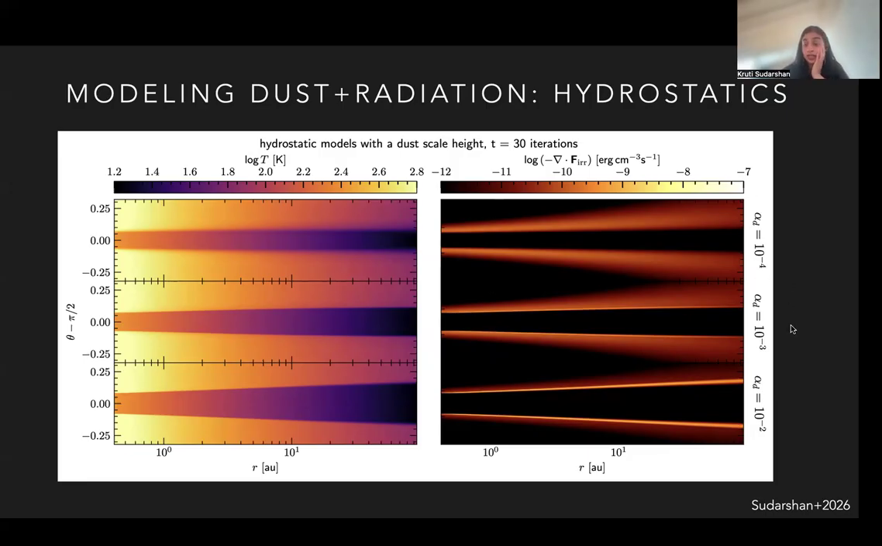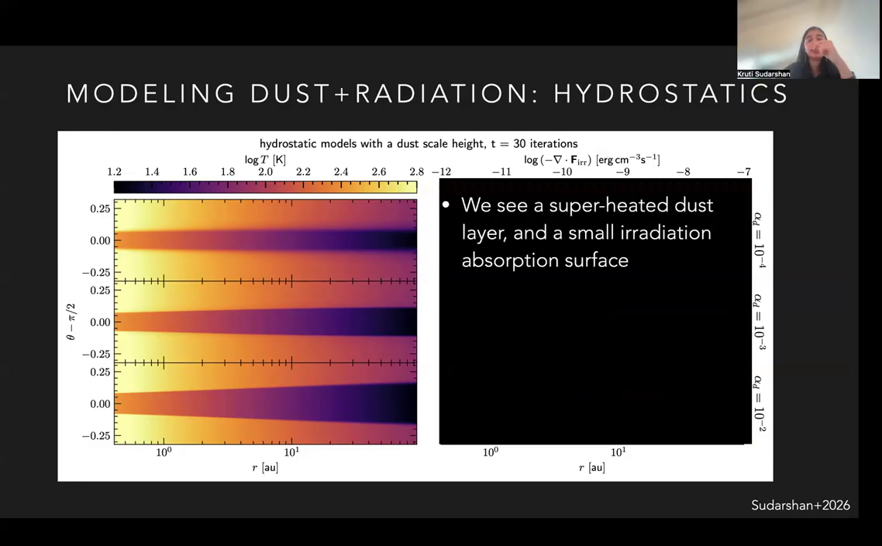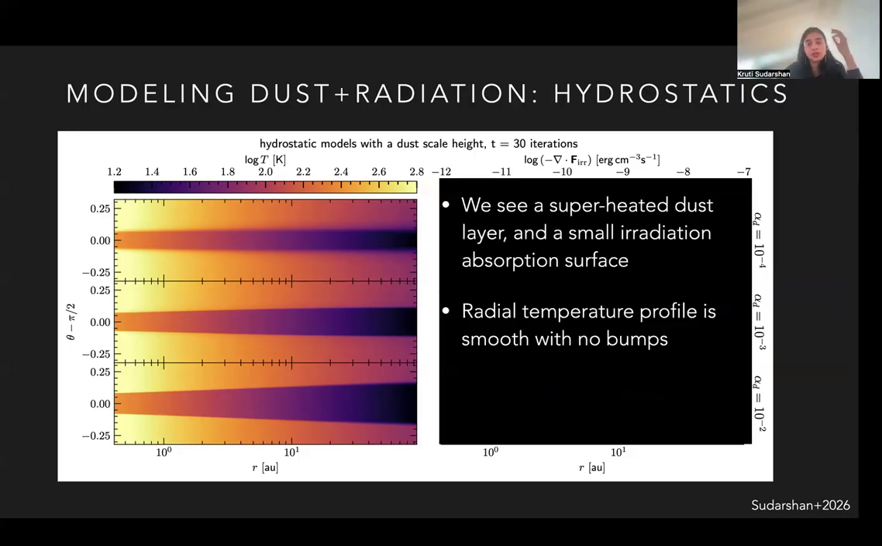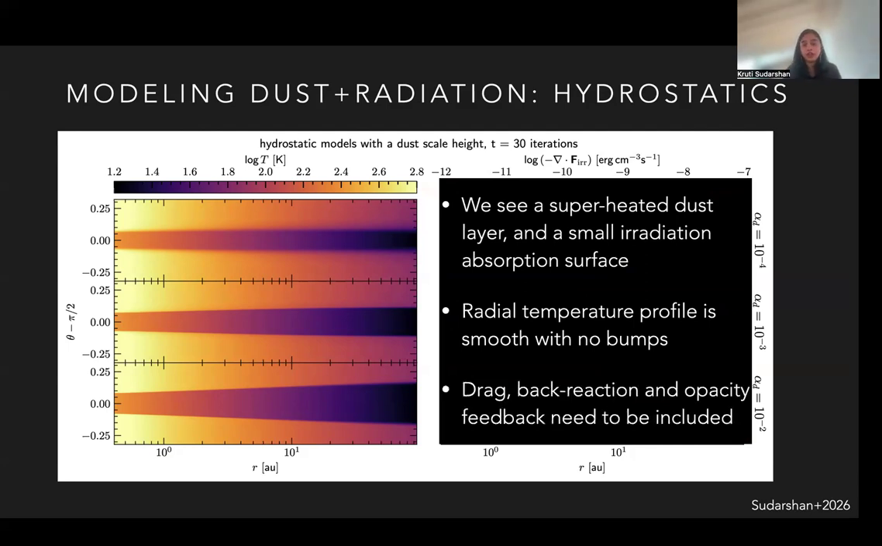So for different dust diffusivities, we see that the irradiation absorption surface becomes extremely thin. And because it's so thin, we're not able to see any waves that are forming. So we see this superheated dust layer and a very small irradiation absorption surface, and we don't actually see any bumps here in the hydrostatic case. But of course, this is not so realistic because we just have a single dust scale height and we're forcing the dust densities. And this needs to be done with much better drag and back reaction and opacity feedback and hydrodynamics that need to be included.